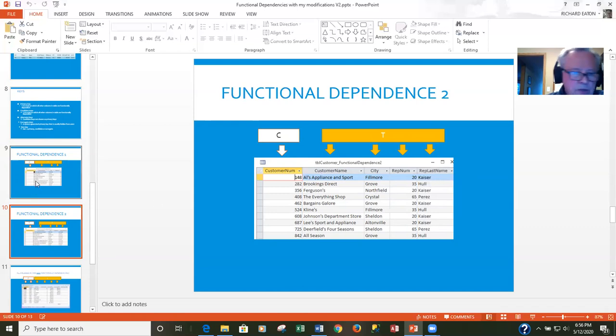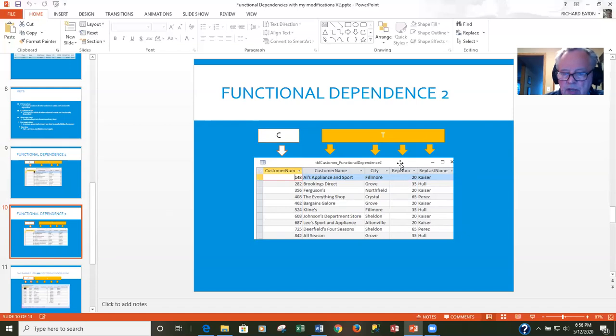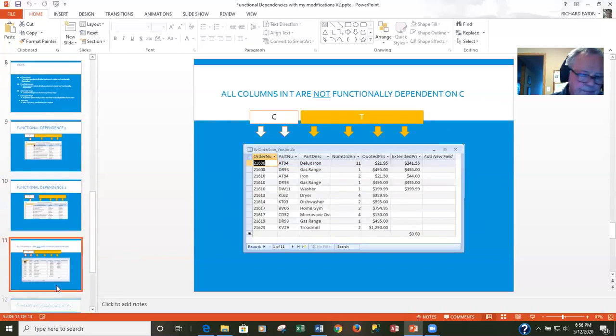And the solution basically is to, let's go back. The solution is to actually create a new table with a rep num and a last name and a first name and address and all that other stuff, and put it in a separate table. And in this particular customer table, we would leave the last name column out, take the last name column out. We would leave the rep num column so that we could refer back to the rep num table.